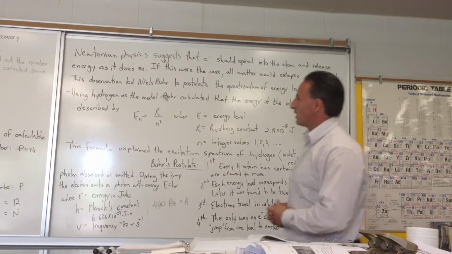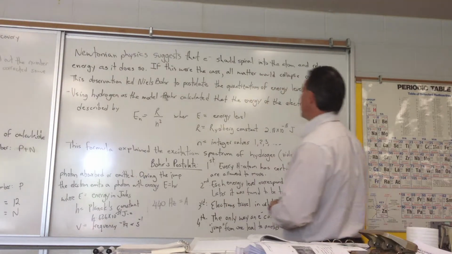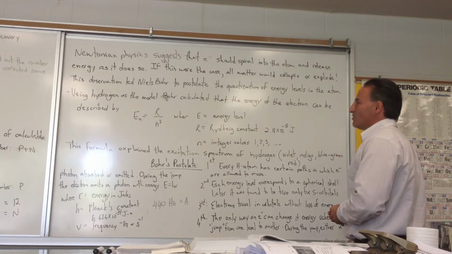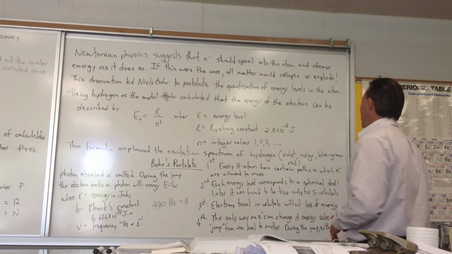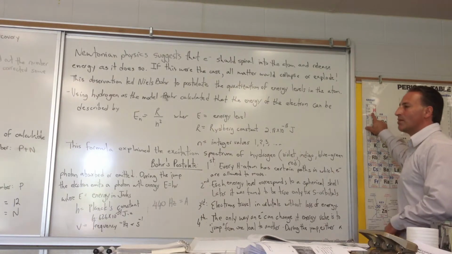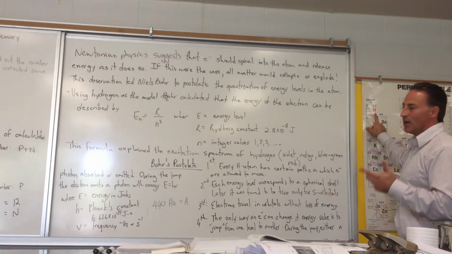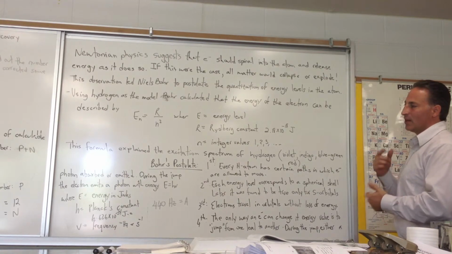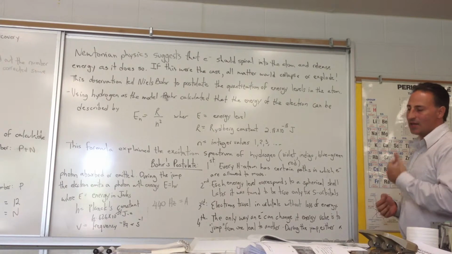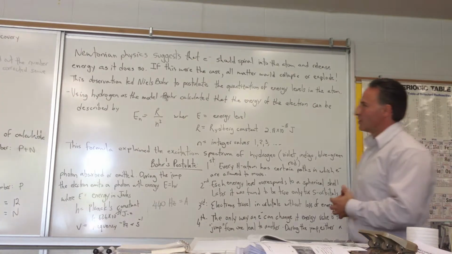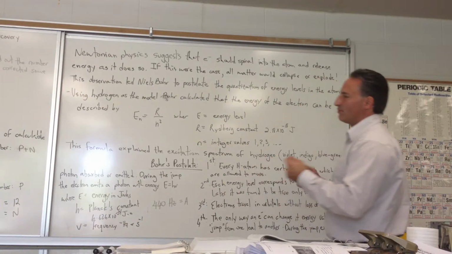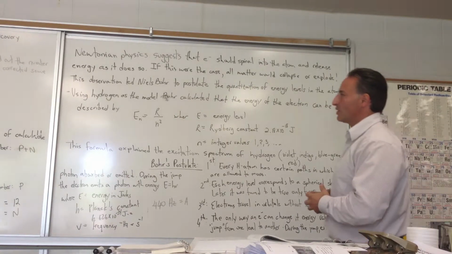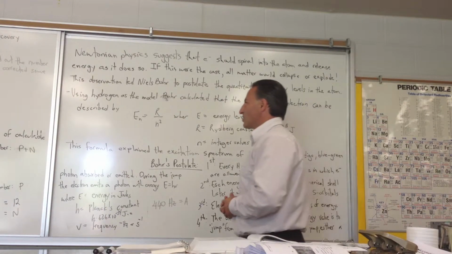This observation led Niels Bohr to postulate the quantization of energy levels in the atom, using hydrogen as the model. Why did they use hydrogen? Well, hydrogen is the simplest atom. It's got one proton and one electron. So any calculations that involve momentum, electrostatic attraction, and electromagnetic energy are going to be made easier if you have fewer variables. Here you have only one proton and one electron, which makes the calculations easier. So that's what Niels Bohr focused on.